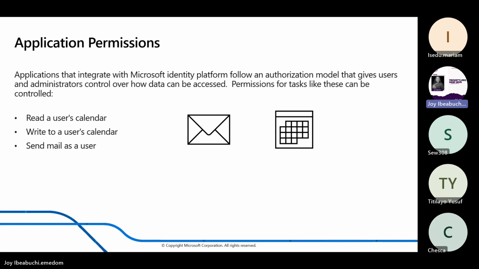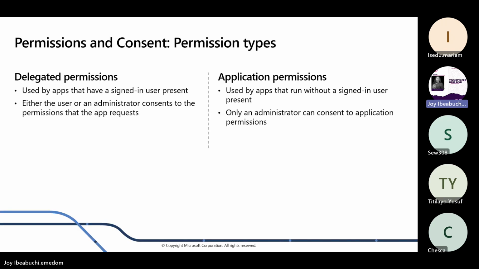Every application is requiring a consent before they can proceed. It's just that most times we don't read what that consent is. So by default, it wants to have user calendar access, write to the calendar, send a mail, and that's why it's able to do those things.